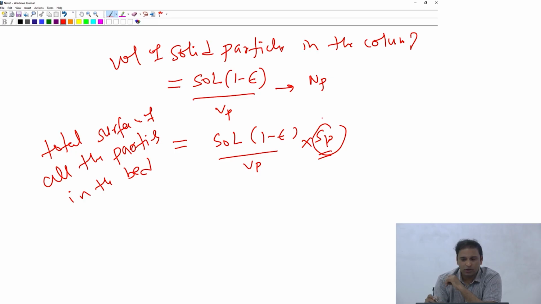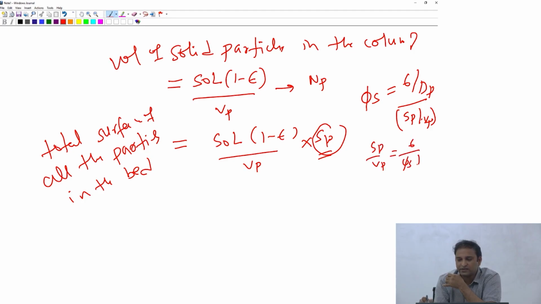Now, you know that sphericity phi s is 6 by dp divided by sp by vp, that is the definition of sphericity. Therefore, I can write this sp by vp as 6 by phi s into dp. I can substitute here S naught into L into 1 minus epsilon multiplied by 6 by phi s into dp.